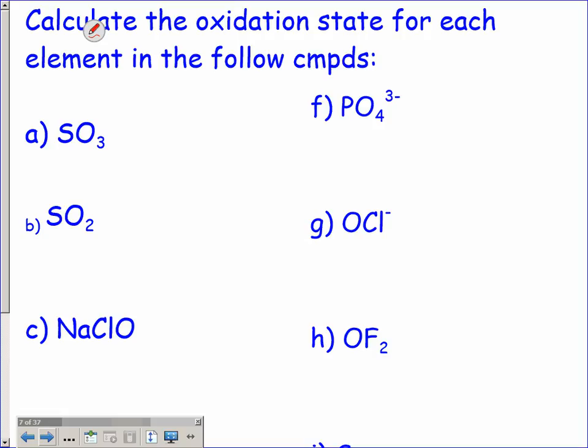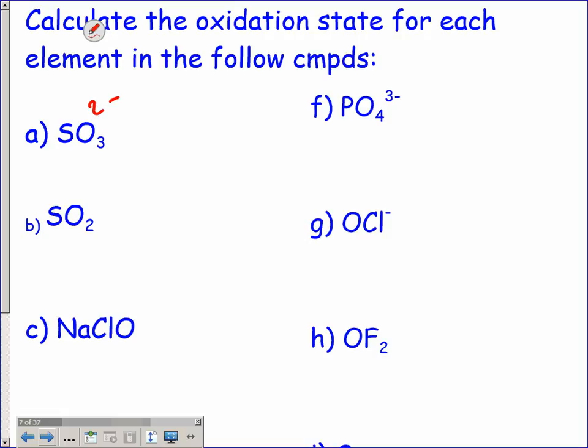All right, so let's do sulfur trioxide first. Prioritize. Who do I give an oxidation state to first? Sulfur or oxygen? Oxygen, because it's on my list of priorities, right? So I'm going to put a 2- or -2 up here. So -2 is the oxidation state of oxygen.